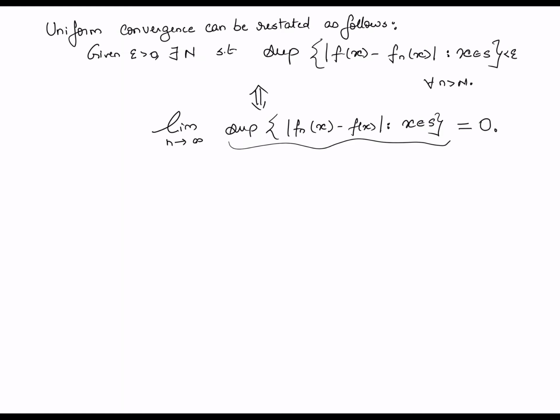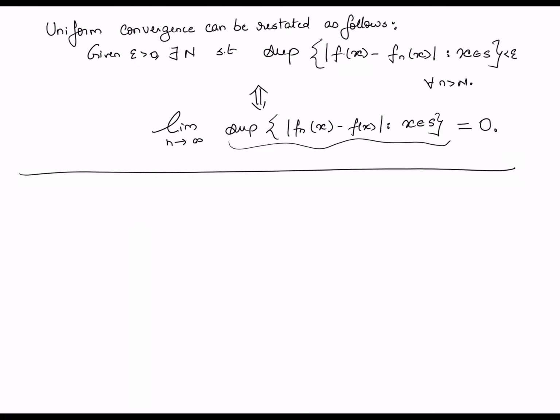Right? So this is yet another very nice way of thinking about uniform convergence, namely that the limit of the supremum of the error between Fn of x and f of x, where the supremum is being taken over all elements of the domain, must in fact tend to 0 as n tends to infinity, right? So that's equivalent to uniform convergence.